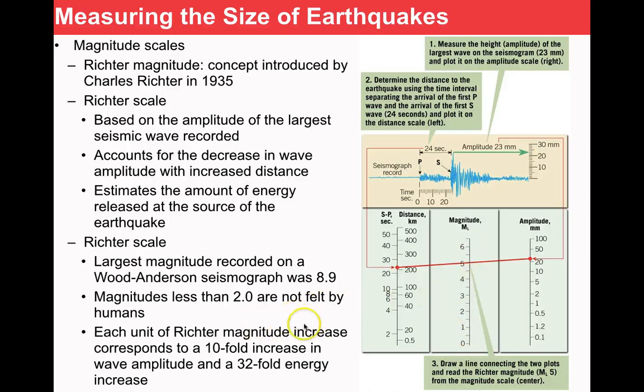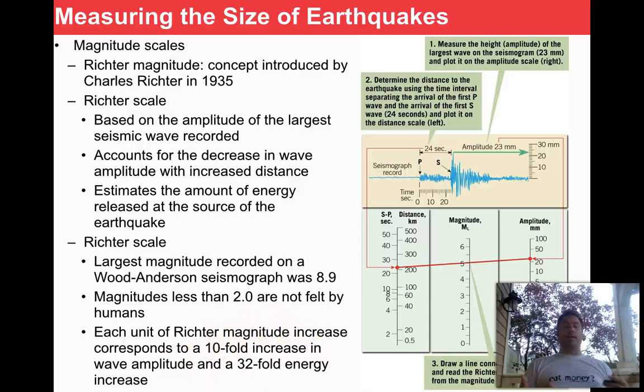Each unit of the Richter magnitude corresponds to a 10-fold increase in wave amplitude and a 32-fold increase in energy. This is huge. To go from a magnitude 2 to a magnitude 3, you're a 10 times larger earthquake. To go from a 2 to a 4, it's 10 times 10, because you multiply by 10 each time. So it's 100 times larger an earthquake.